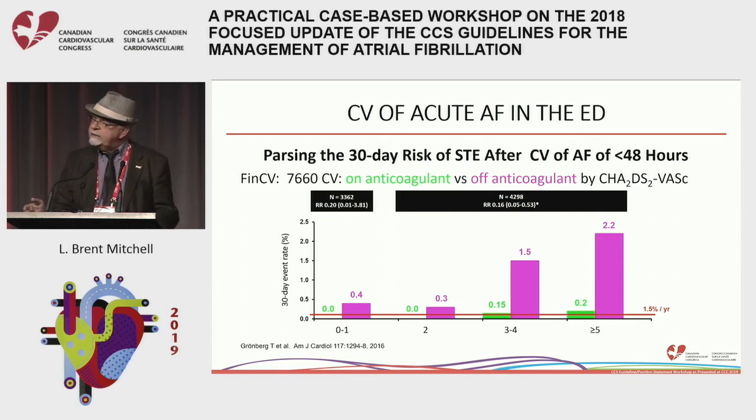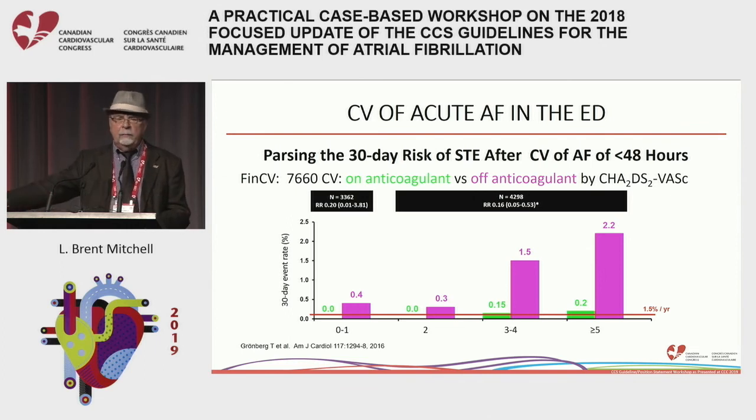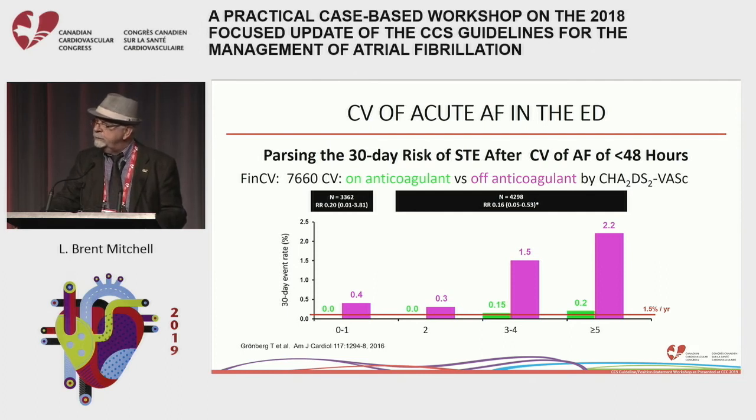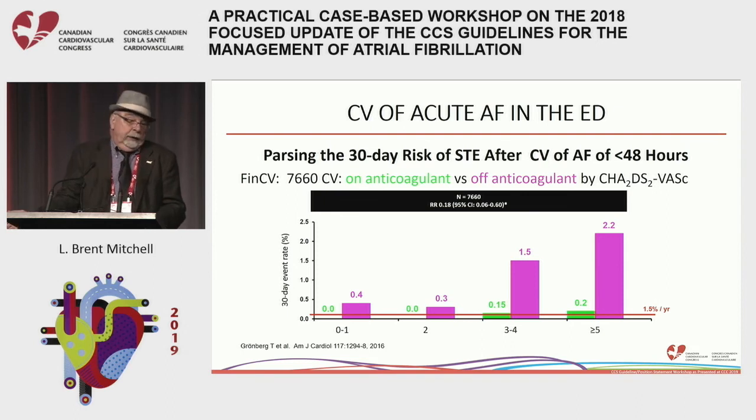Well, why did they take out the lowest group and add everybody else together? They did that, of course, because of an implicit bias. Their bias is we sure hope these low-risk people don't need anticoagulation. Another way to look at this same data is to say, what if we included everybody? Is it statistically significant? Yes. So suddenly you should be anticoagulating the 0 to 1s.